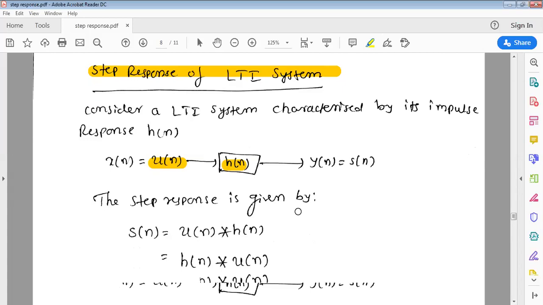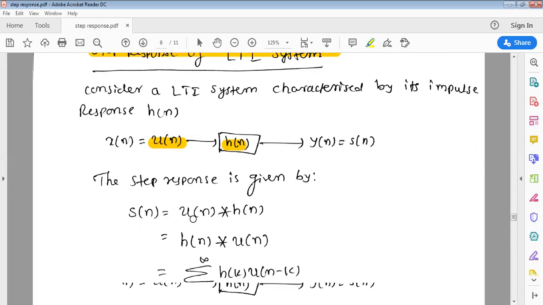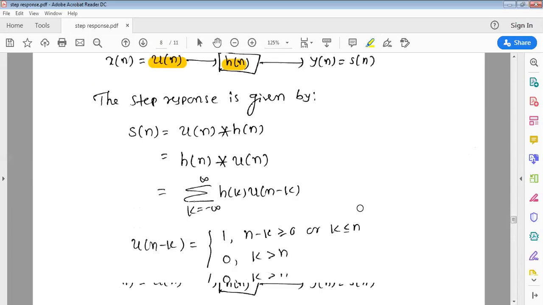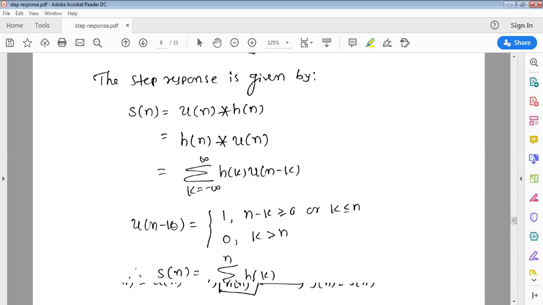The step response is given by u of n convolved with h of n, or h of n convolved with u of n. So what will I write? Summation for all values of k equal to minus infinity to plus infinity, h of k into u of n minus k. Let us see what is u of n minus k. u of n minus k is equal to 1 when n minus k is more than or equal to 0.